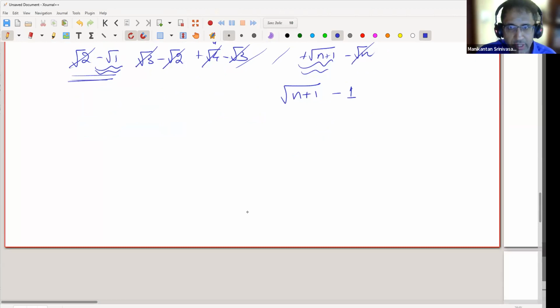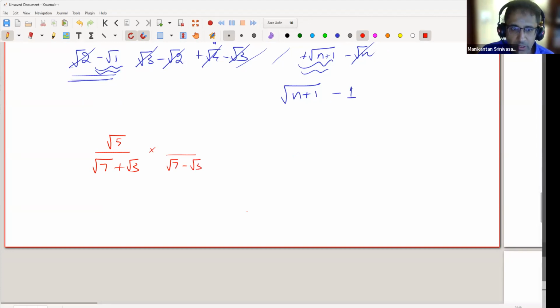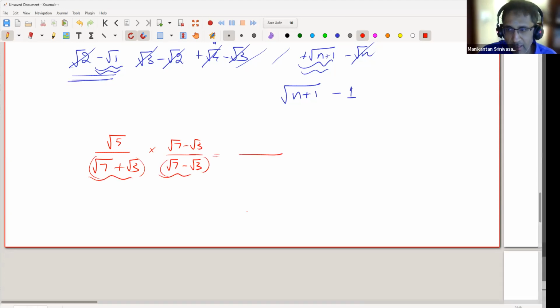In general, suppose I have a problem like root 5 upon root 7 plus root 3, something like this. Generally, it's good practice to not leave a square root in the denominator. So there's something called we rationalize the denominator. How would we do that? By multiplying numerator and denominator by a quantity which will help us. What is that quantity? Root 7 minus root 3 in this case, the conjugate of this, as they call it. Conjugate is a quantity which, when multiplied with this, using a plus b times a minus b is a square minus b square, results in an integer.